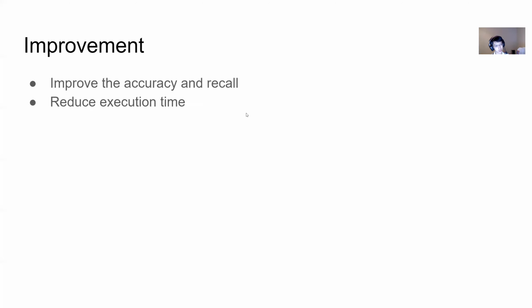And for the improvement, I think the first one, most important, is to improve the accuracy and the recall. I think the recall accuracy is the most important. The second one is to reduce the execution time. If we can train and test the model very fast, we can do it better.